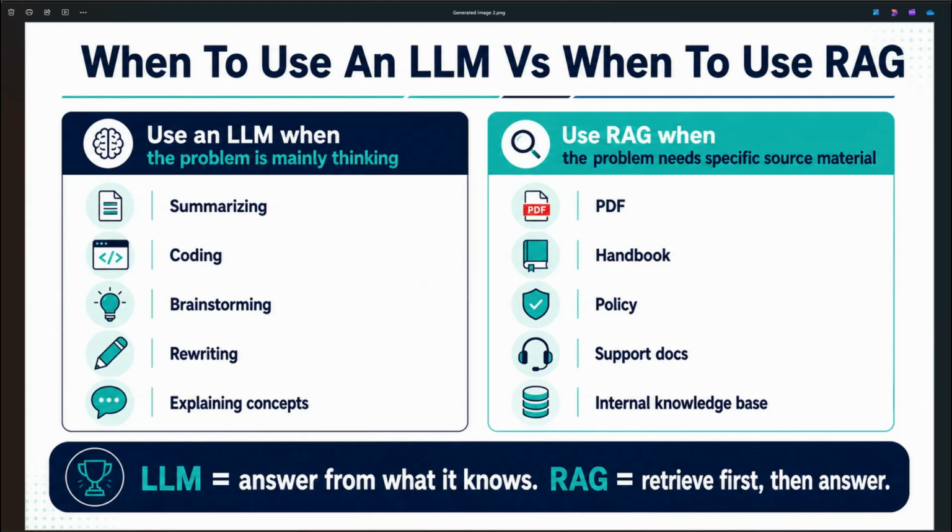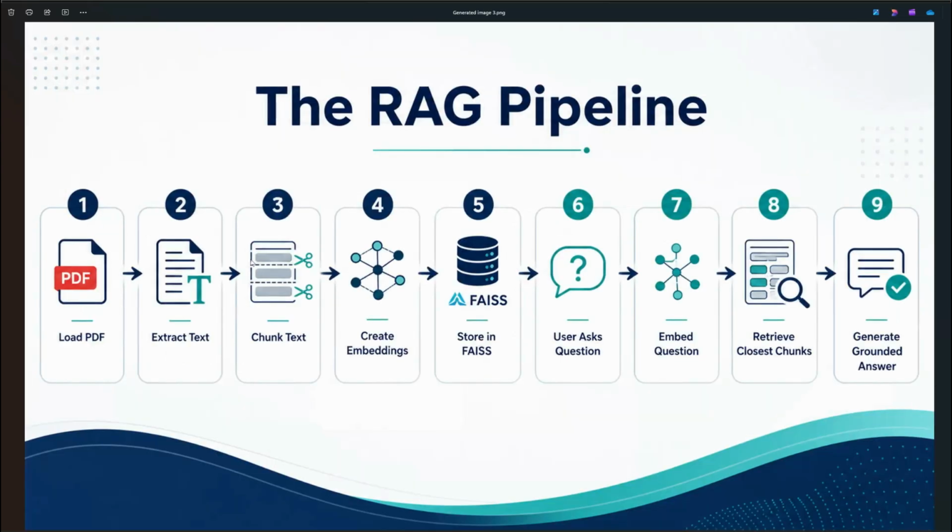RAG does not replace the LLM. The LLM still does the reasoning and answer generation. RAG just gives it the right evidence first. So in this project, the model is not supposed to guess what is in our PDF. Our job is to build the retrieval system that finds the right parts. By the end of this live session, you will understand the exact pipeline.